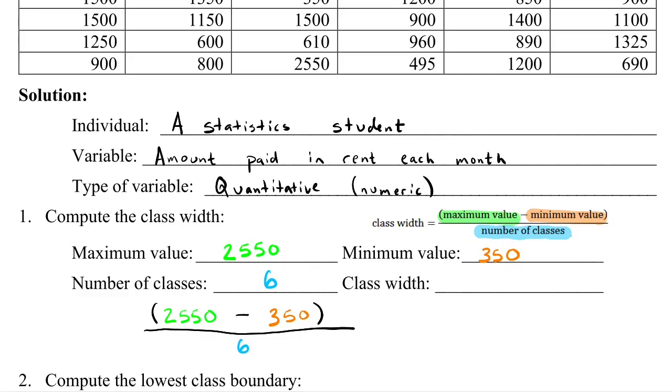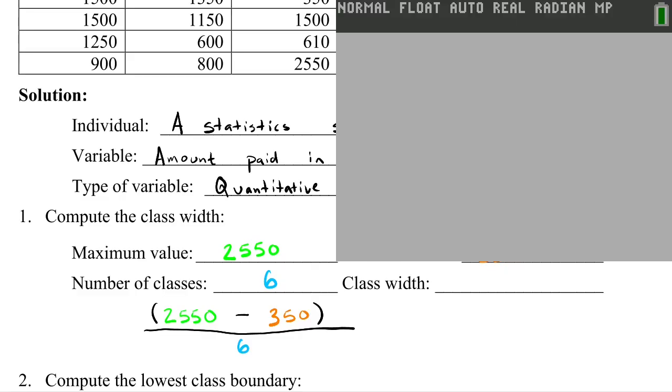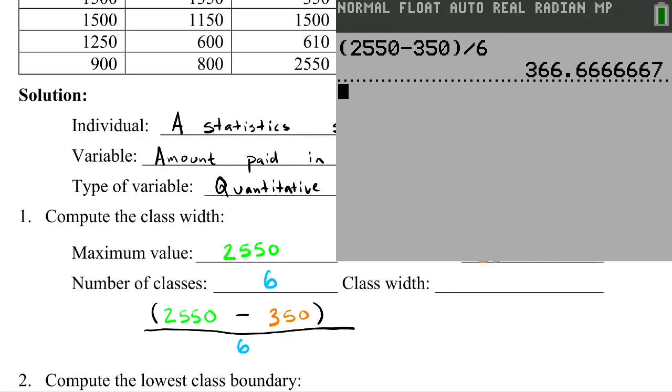So here's how that goes in the calculator. We're just going to say parentheses 2550 minus 350, close parentheses, divided by 6. And so on the calculator, we get 366.66, etc. And when we calculate our class width, we're going to always round up. And so we're going to round this up to 367. Our class width is going to be 367.